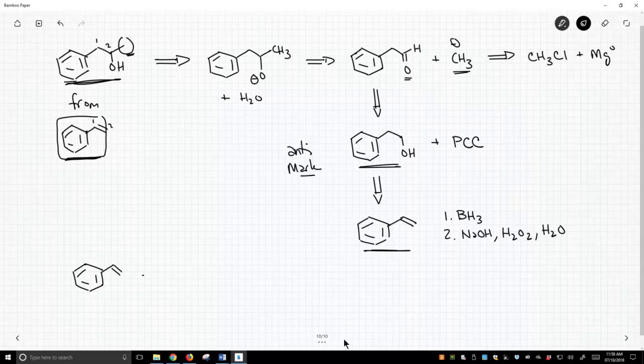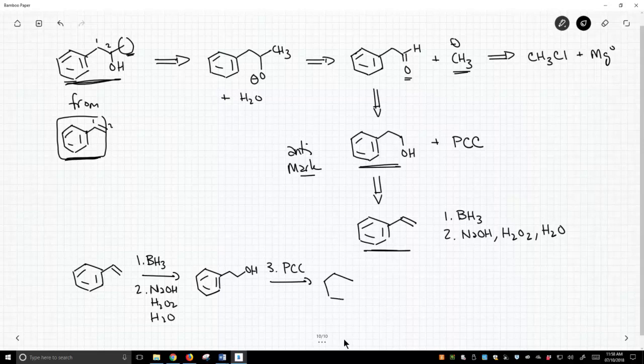Start with our alkene, treat with BH3. It's our hydroboration. And sodium hydroxide, hydrogen peroxide. That gives us our alcohol. We can then oxidize this alcohol. Let's see, in the solution we said PCC, so we'll use PCC. Could have also used a Swern.